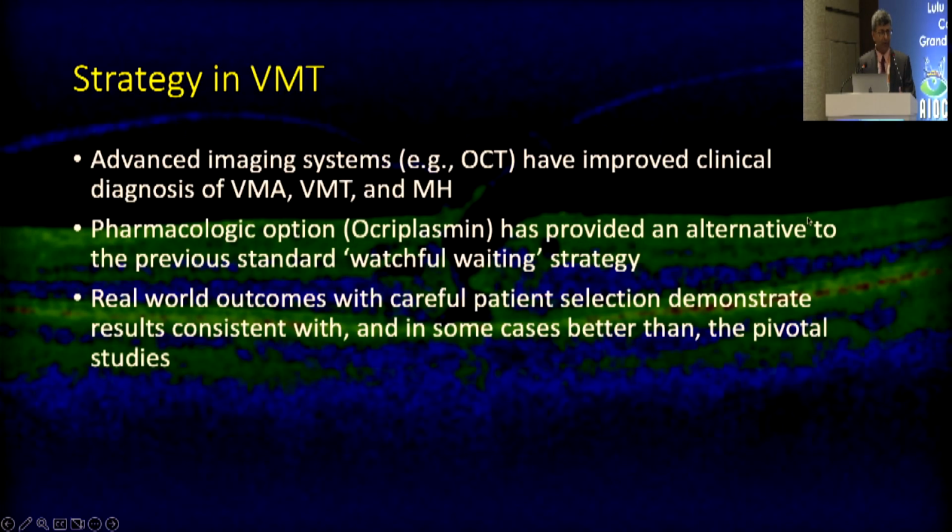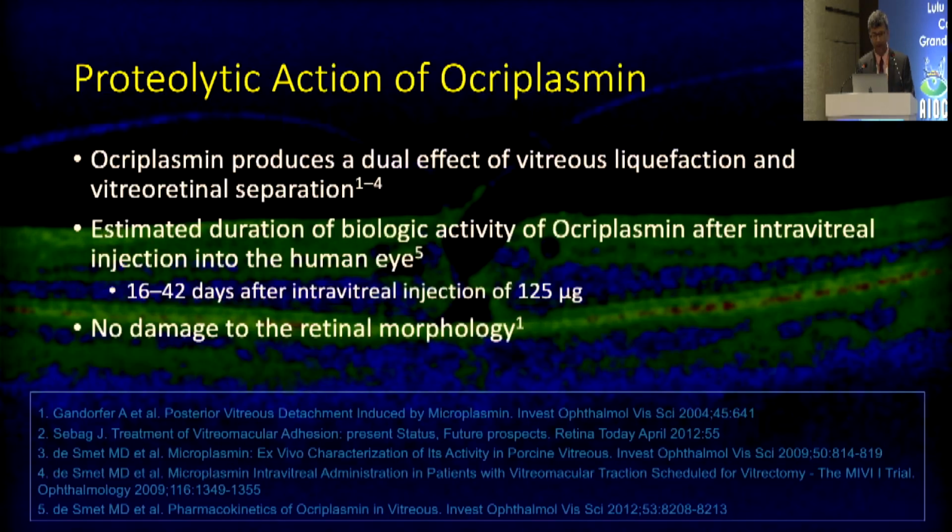The diagnosis of VMA, VMT, and macular holes has tremendously improved because of advanced imaging systems such as the OCT. And at one point, we had ocriplasmin, which came as a pharmacological option, an alternative to the previous standard watchful waiting strategy. The real-world outcomes at that time, with careful patient selection, demonstrated results consistent with, or in some cases even better than, the pivotal studies.